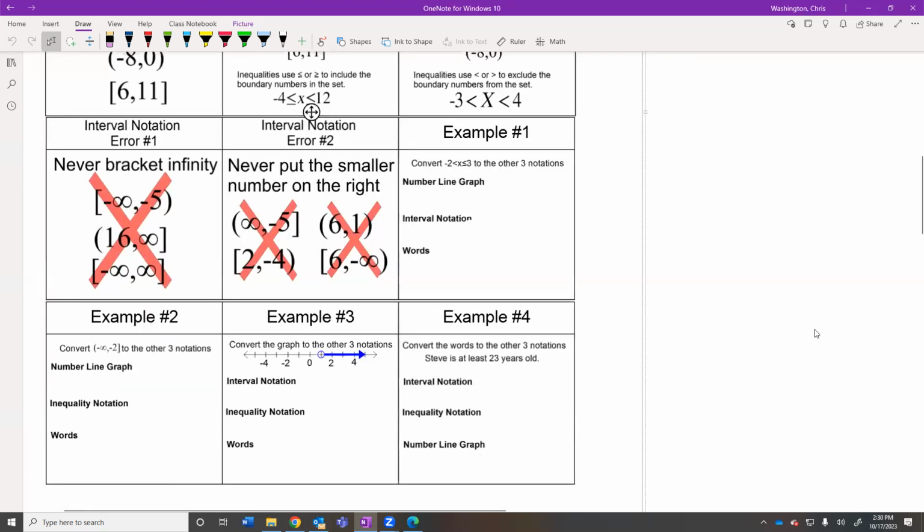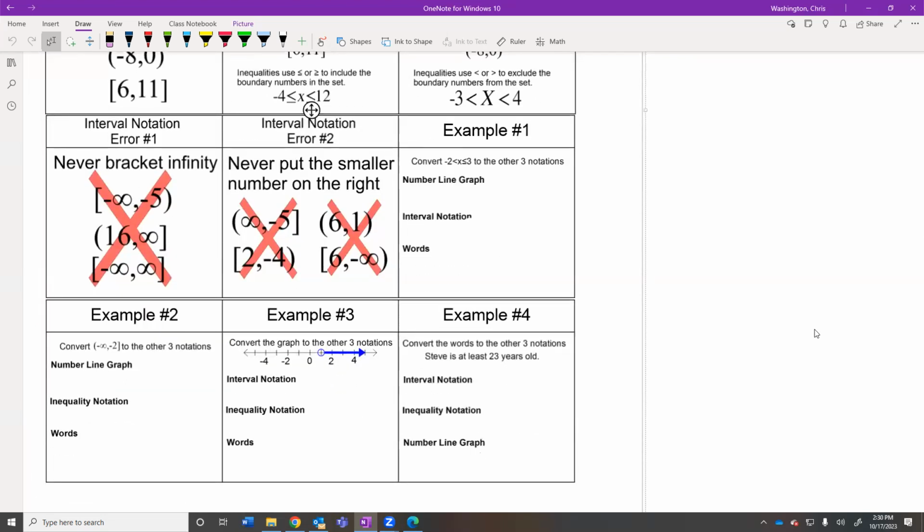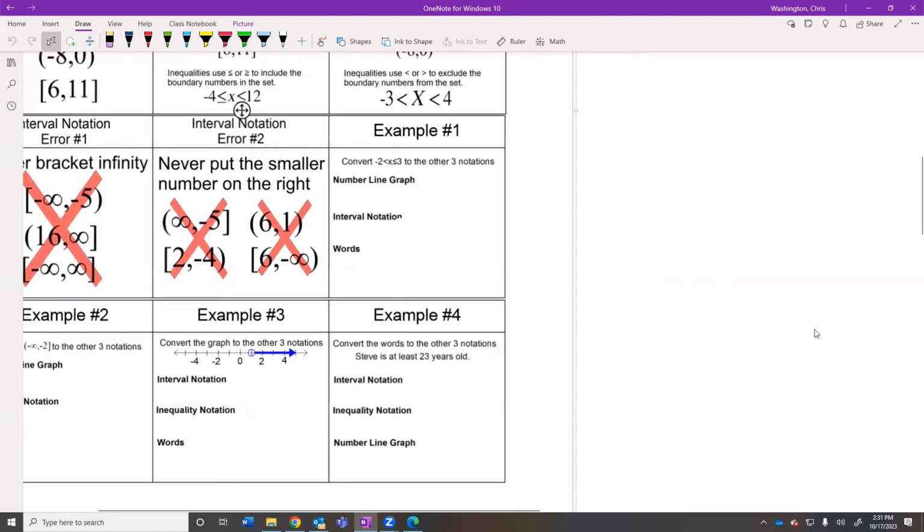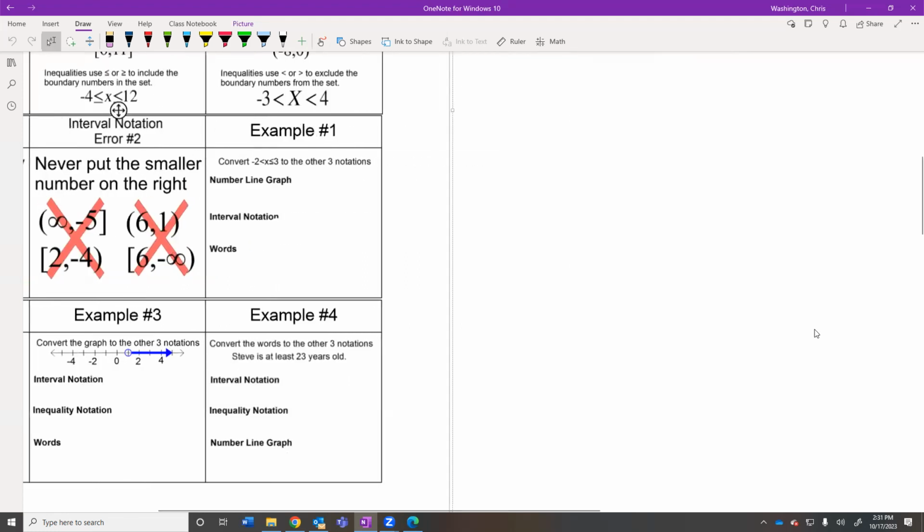Two mistakes a lot of people make with interval notation. They try to use brackets with infinity. We technically don't know what infinity is, so we can't include it. Infinity is never going to be included because you can never reach infinity. So never use brackets on infinity. And always put the smaller number on the left. We do not want the smallest number on the right. You always want to put the smaller number on the left side. The bigger number always goes on the right side. So don't make that mistake either.